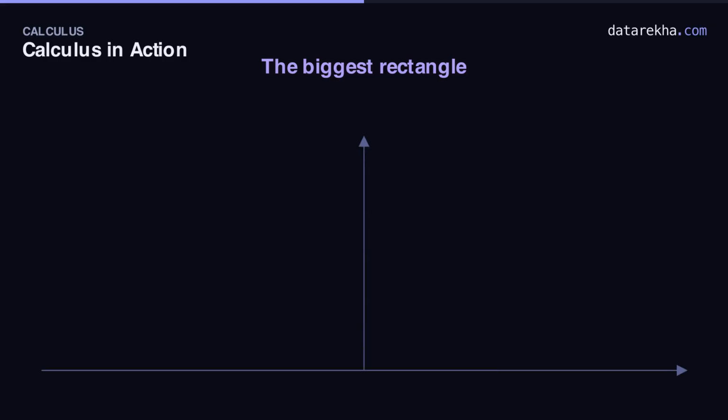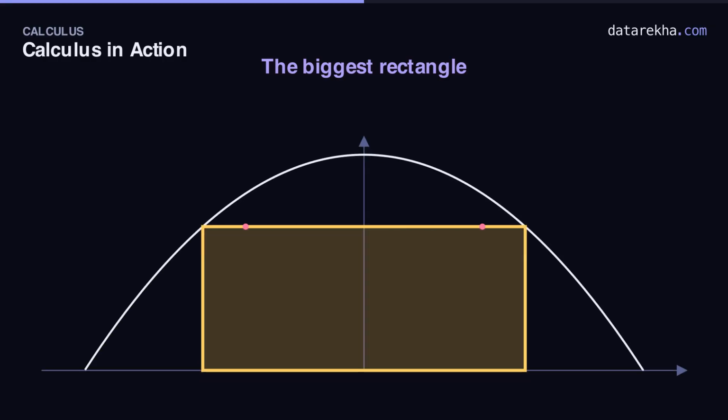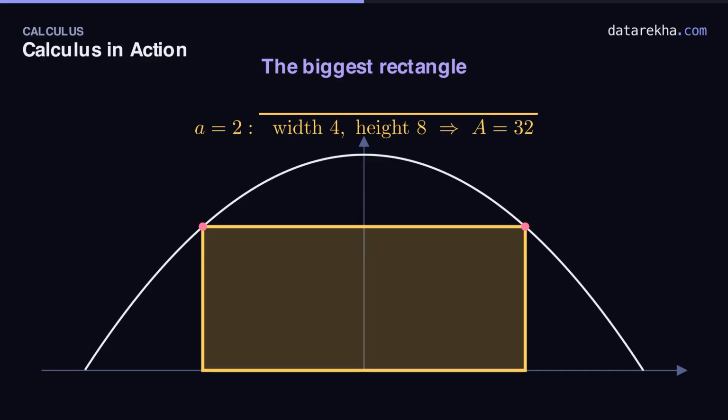So the winning rectangle has a equals 2, width 4, height 8, and a maximum area of 32 square units. There it sits, snug under the parabola, the biggest box the curve will allow.